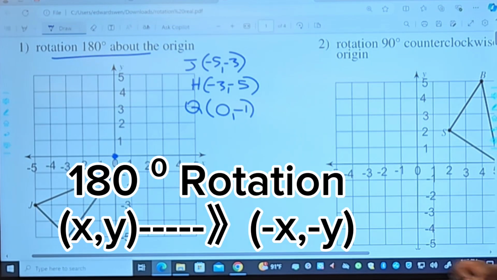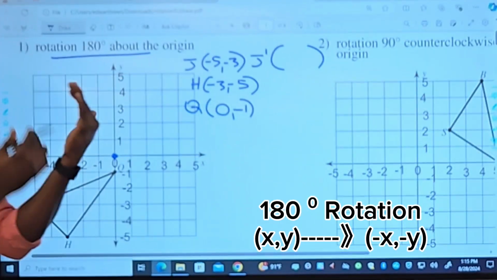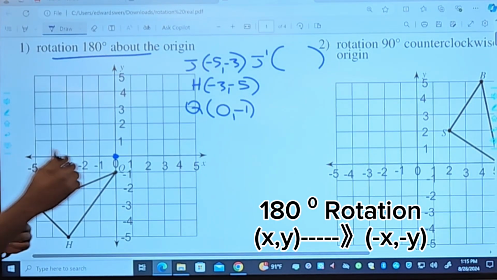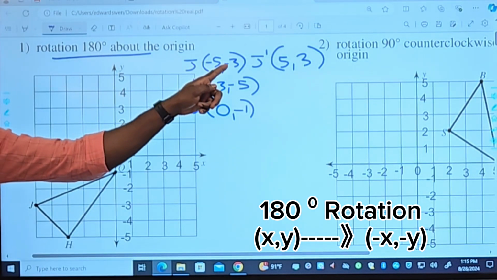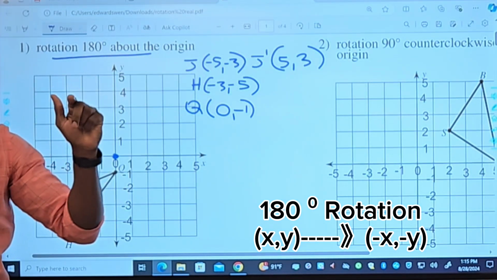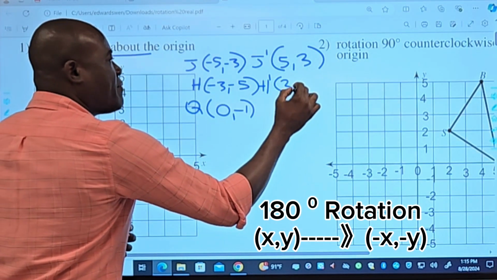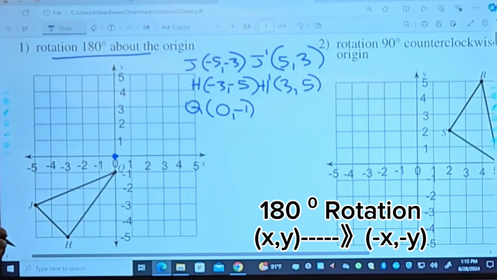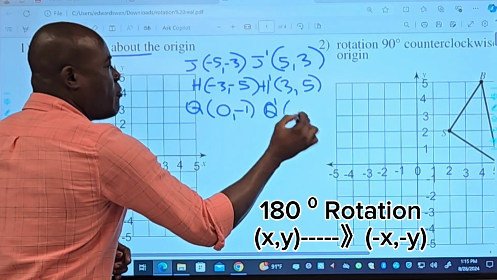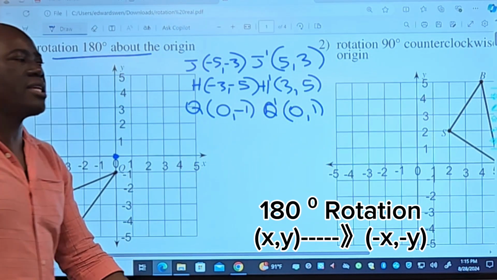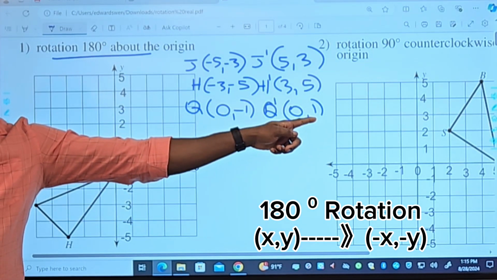All right? So basically, for J prime, we're going to keep the coordinates as is, but change the signs that are on them. So J prime will be (+5, +3). So (-5, -3) becomes (+5, +3). That's the image of J. H prime becomes (+3, +5). So a negative becomes a positive. Then Q prime, which is (0, 1). But remember, 0 is neither positive nor negative, so it is still 0, but this -1 becomes +1.